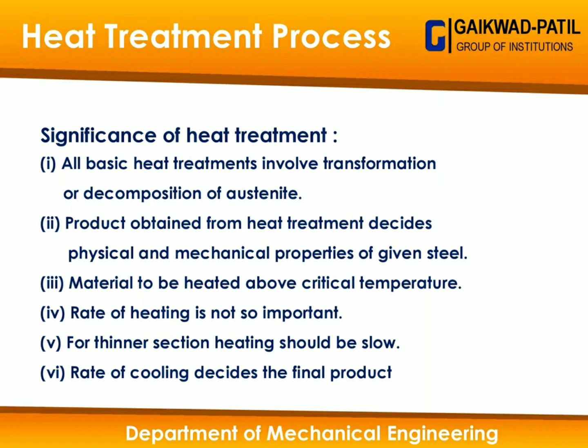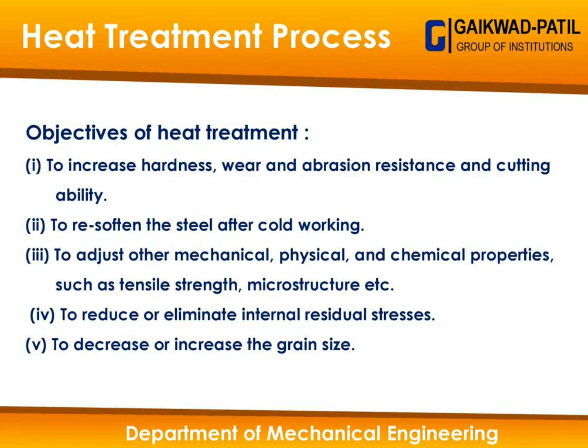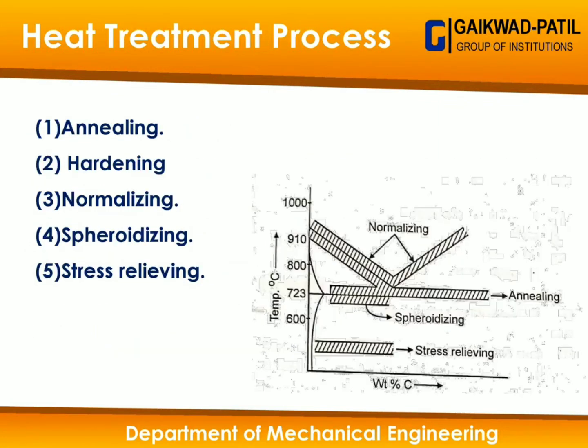Now what are its objectives? The objectives are to increase the hardness, wear and abrasion resistance and cutting ability, to re-soften the steel after cold working, to adjust other mechanical, physical and chemical properties such as tensile strength and microstructure, to reduce or eliminate internal residual stresses, and to decrease or increase the grain size. That's it. The other heat treatment cycles, which occur in the eutectoid system, like annealing, hardening, normalizing, spheroidizing and stress relieving, we will see in the next lecture.